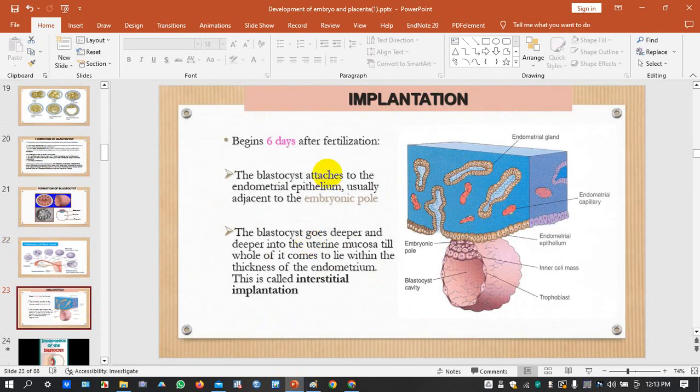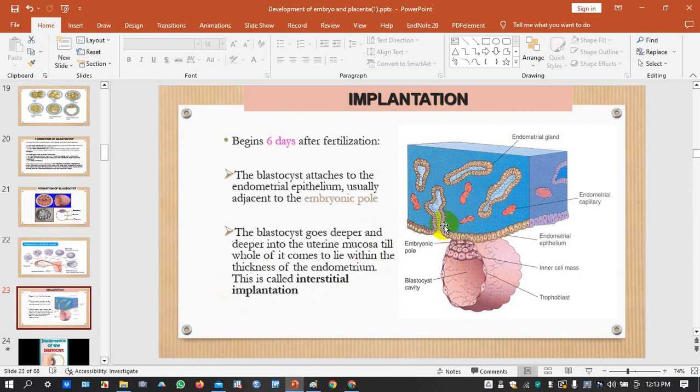So after the 6th day of fertilization, the blastocyst attaches to the endometrial epithelium, usually at the embryonic pole. So this is the embryonic pole. The blastocyst goes deeper. It buries itself deeper into the uterine mucosa. So the whole of it comes to lie within the thickness of the endometrium. This is called interstitial implantation.